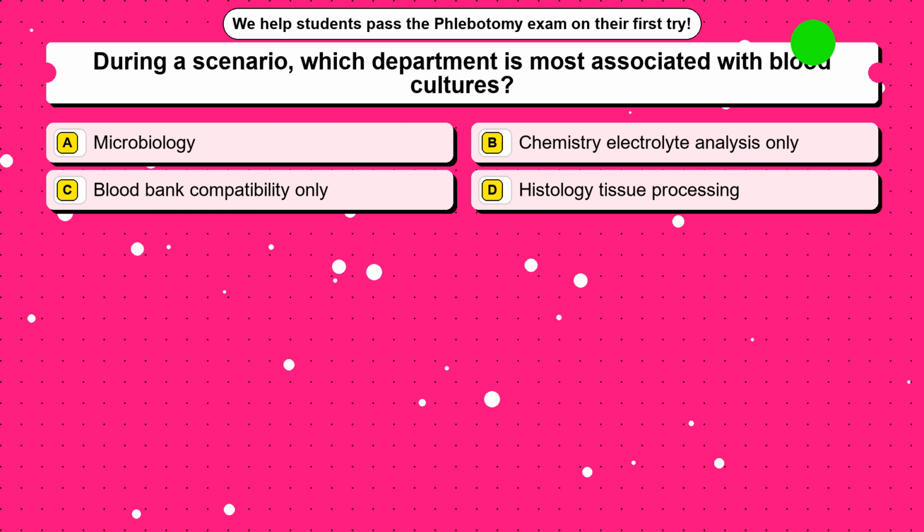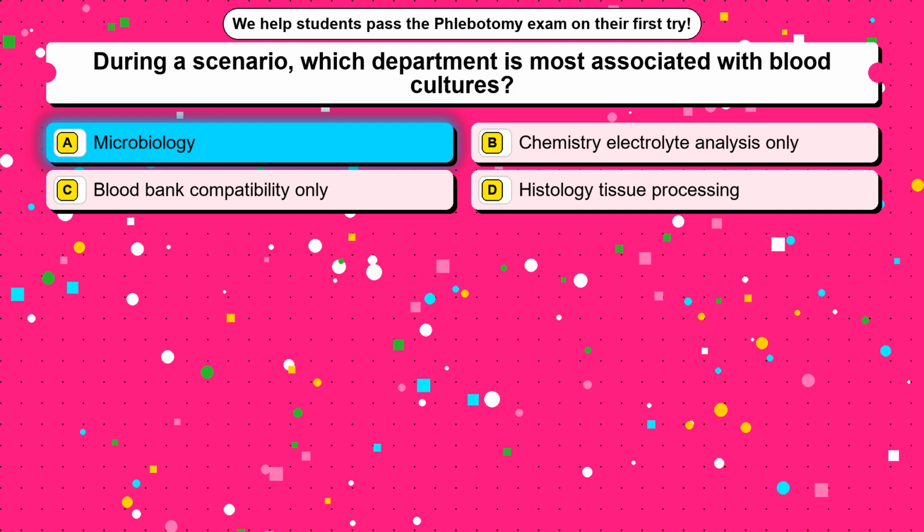Question 100. During a scenario, which department is most associated with blood cultures? Option A, microbiology. Option B, chemistry electrolyte analysis only. Option C, blood bank compatibility only. Option D, histology tissue processing.